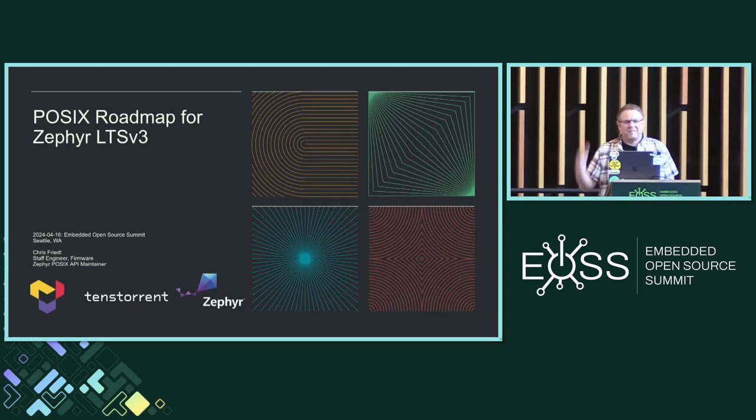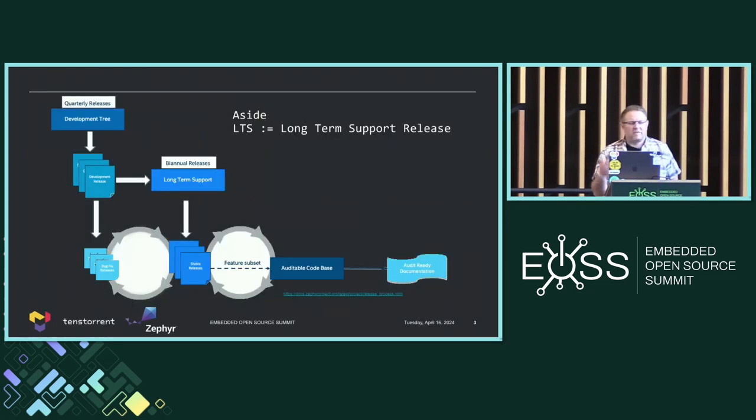This is my talk on the POSIX roadmap for LTS version 3. In case you're not aware what LTS means, it's long-term support release. That's the version of Zephyr that's supported for at least 2.5 years. It overlaps with the previous LTS release by 6 months. And the LTSv3 release is scheduled for July 26th of this year.